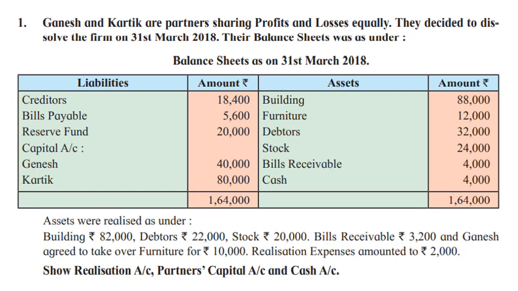1,64,000. Then the additional information: assets were released as under: building 82,000, debtors 22,000, stock 20,000, bills receivable 3,200, and Ganesh agreed to take over furniture for rupees 10,000. Realization expenses amounted rupees 2,000. Show realization account, partners capital account, and cash account. So now we're going to solve the sum.